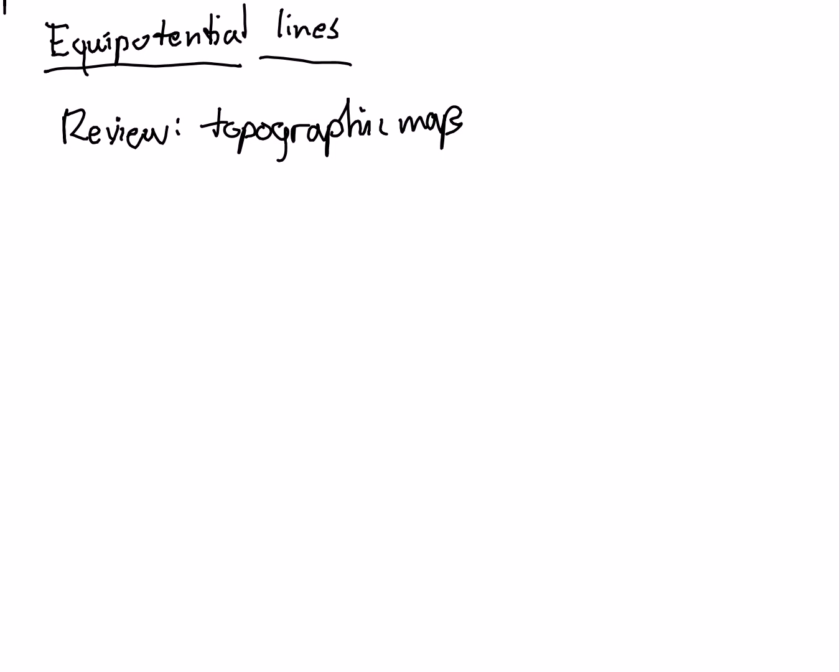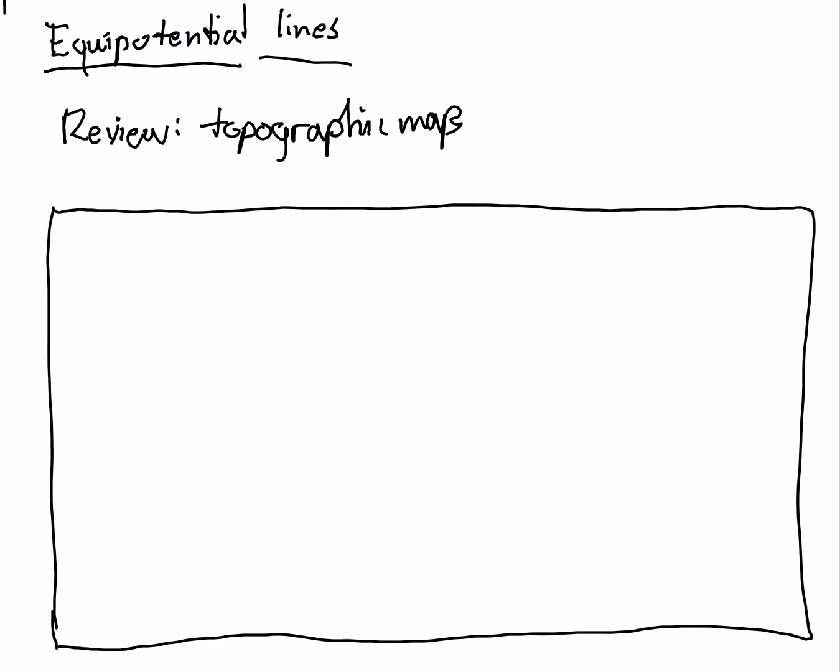Even aside from equipotential lines, topographic maps are a really useful thing to be able to read, just in case you ever have to fly an airplane and don't want to crash into a mountain, or drive a boat and don't want to run aground on a sandbar, or you want to go hiking and find where the mountain is. So a topographic map is a map of some kind of terrain.